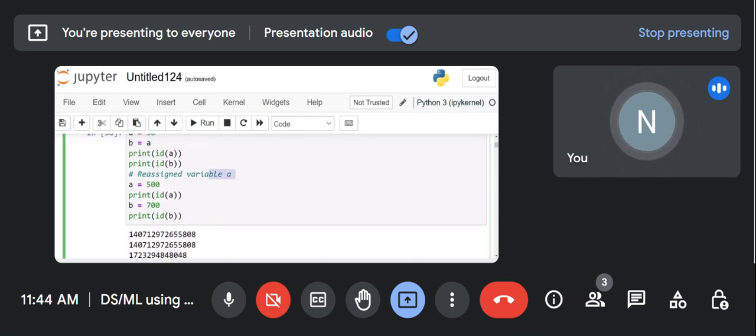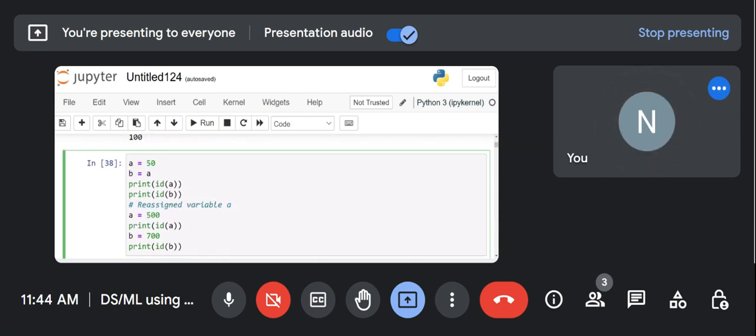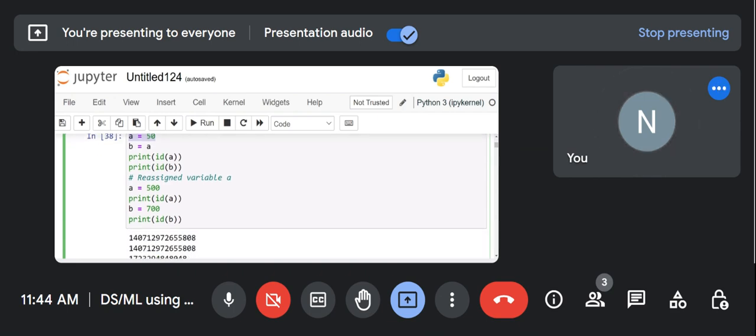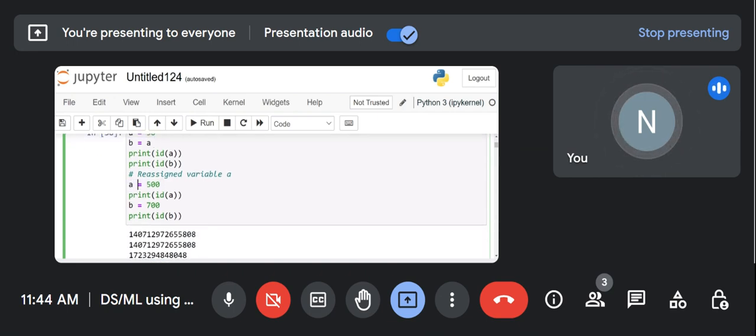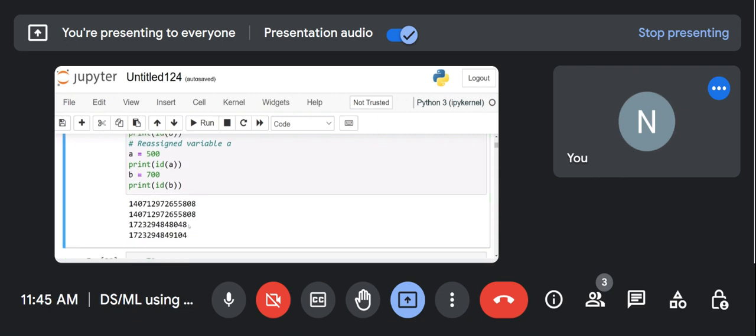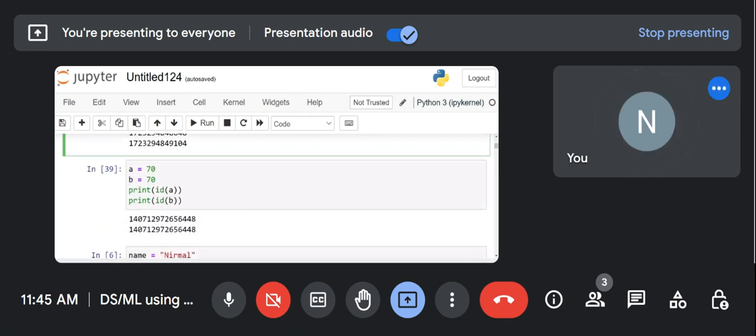I reassigned the variable a. Previously a was 550, now the value of a is 500. I printed its id, and now it got changed. b equal to 700, I printed its id, it's changed. So if the value changes, the id changes. Okay, value got changed, id got changed. So this is the case.